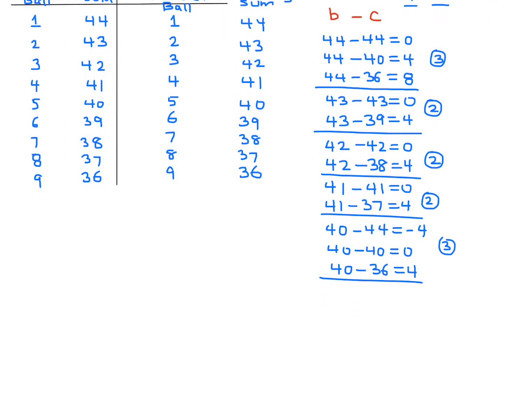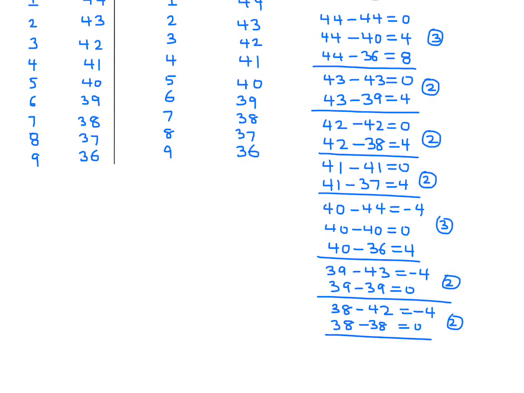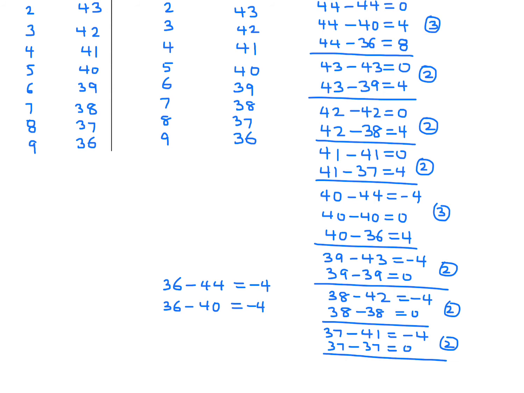Okay? And we've just got a few more. We'll just rush through these. 39 minus 43 gives me negative 4. 39 minus 39 gives me 0. We got another 2 there. Then we got 38. 38 minus 42 gives me negative 4. And then 38 minus 38 gives me 0. Another 2 there. And then, what's the next one? 37, right? 37 minus 41, that'll give me negative 4, and 37 minus 37 gives me 0. And then the last one is going to be 36. That minus 44 gives me negative 8, sorry. 36 minus 40 gives me negative 4. And finally, 36 minus 36 gives me 0. So this one gave me 3.